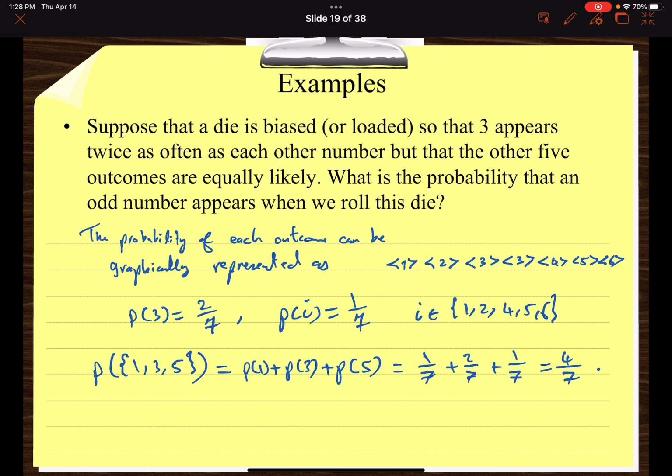None of 1, 2, 4, 5, or 6 is 1 over 6 anymore. They are less because 3 appears twice more than them. So the probability of 1, 2, 4, 5, 6 has decreased, and the probability of the 3 has increased. Okay? Can you say 2 over 6? You cannot, because then the sum would be greater than one. Okay.